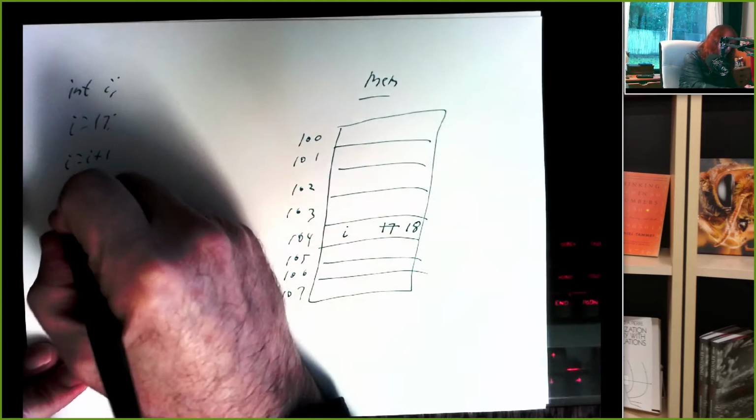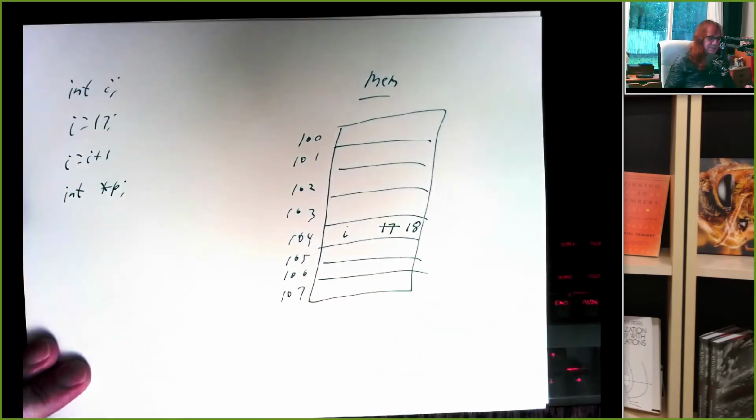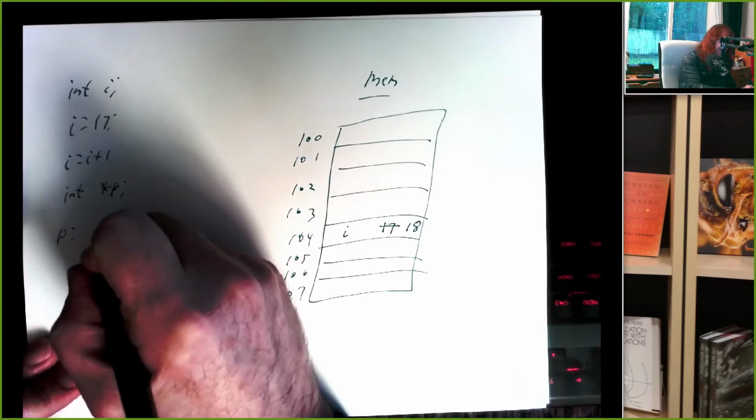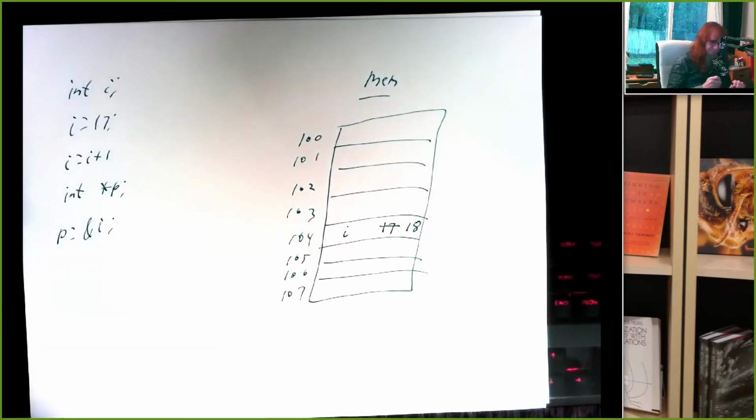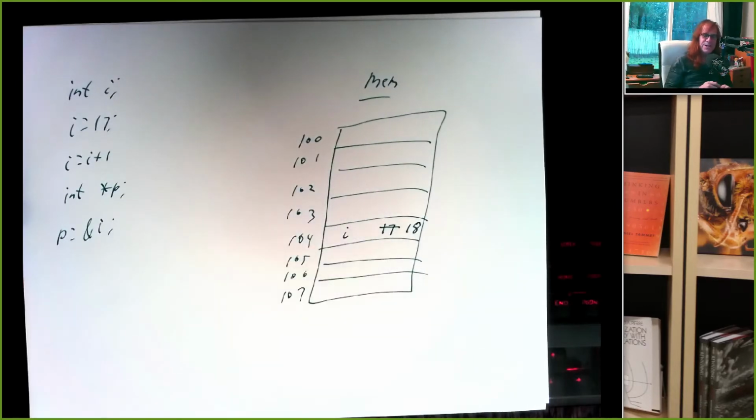But if I say something like this, int star p, and I say p equals address of i, what is p going to be equal to? Yeah, p is going to be equal to 104. Why? Because that's where i is stored.